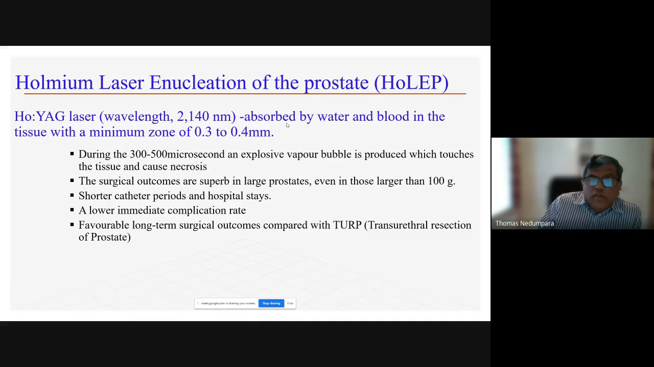So here, the water in the prostate gland is targeted. It produces water vapor and that disrupts the tissue. And also, part of the prostate is coagulated as well. The advantage of holmium laser enucleation over conventional transurethral resection of the prostate is that there will be less bleeding. And also, they need a catheter for a shorter period of time and lower immediate complication rate.